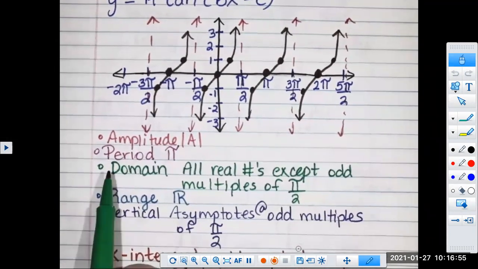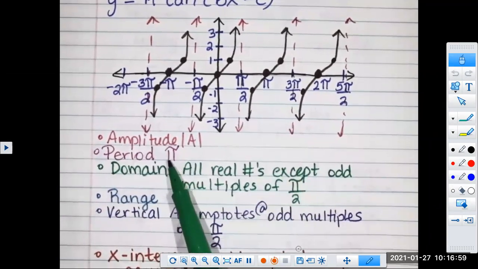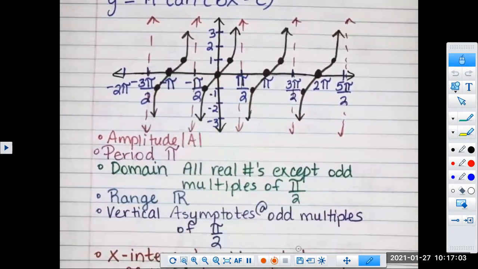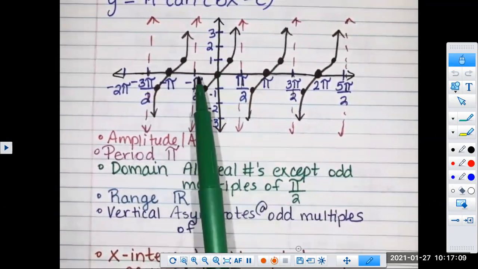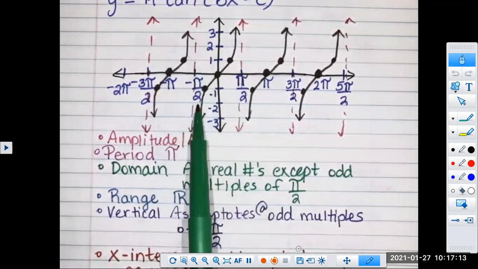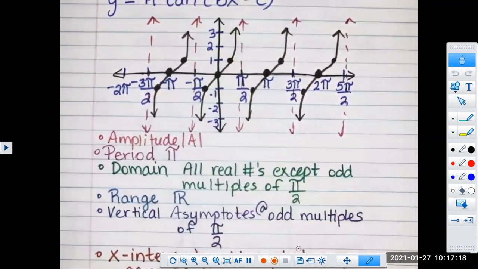All right, the period for tangent, unlike sine and cosine, is pi. Wherever one asymptote starts and the other one ends, will always complete one full period of tangent. So notice that this particular period that we have graphed, your vertical asymptote is at negative pi over 2. The next vertical asymptote is at pi over 2.